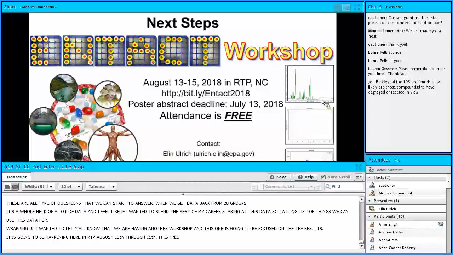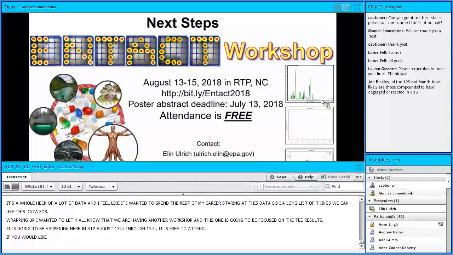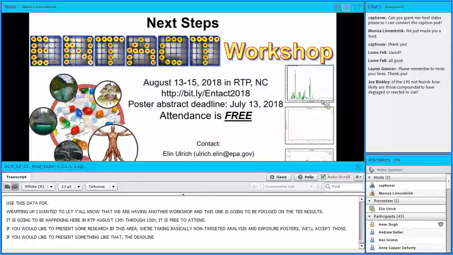If you would like to present some research in this area, we're taking basically non-targeted analysis and exposure posters. We'll accept those. If you would like to present something like that, the deadline is July 13th. If you would like to attend, registration is currently open. You can see the website there.